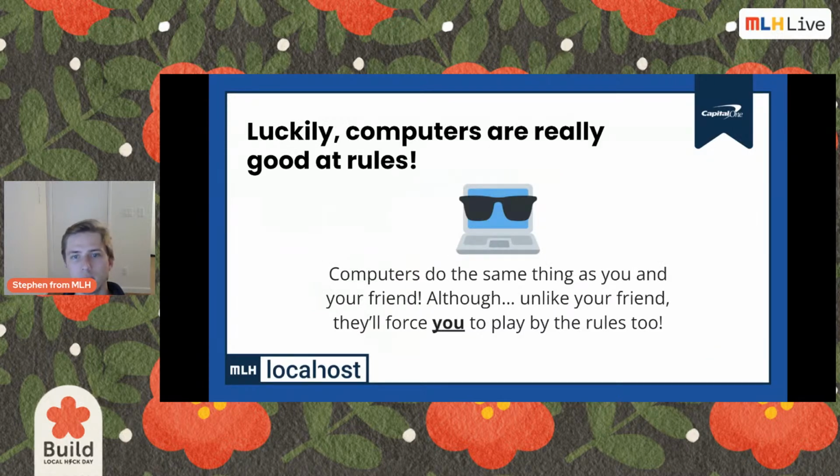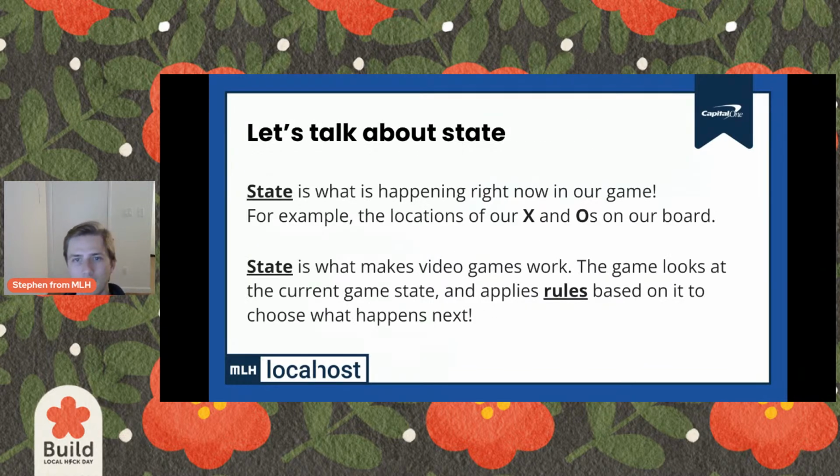Luckily, computers are really good at rules, so we can definitely get our computers to play with us in our games. And to do that, we'll talk about some basic computer science principles. One of them could be the state. So the state is actually what's happening right now in our game. So we could store information in our computer about the locations of X and O's on our board.